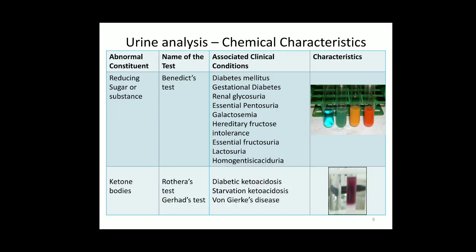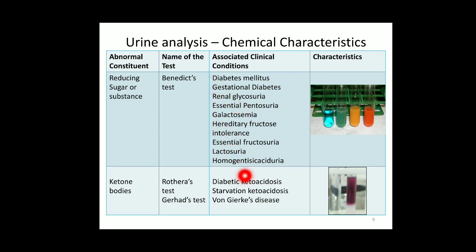Then, so these are the tests which we do. So, chemical characteristics to assess. First is reducing sugar. Reducing sugar in normal urine is absent. If it is present, it will be in all these conditions: diabetes, gestational diabetes, renal glycosuria, pentosuria, galactosemia. All these are the conditions where there is presence of reducing sugar. To detect the presence of reducing sugar, we do Benedict's test.